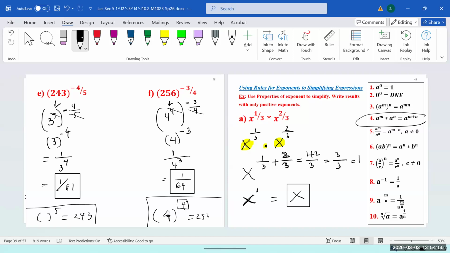This will not be in the exam, but this will be in the homework. So same base, add the powers. If you already have the same denominator, just combine the numerators. If you don't have the same denominator, make them the same.